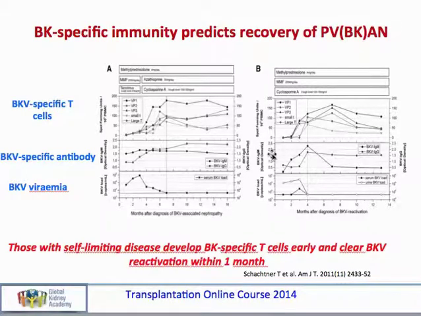Patient B, although immunosuppression is maintained, BK virus is reactivated in the blood and urine, but you get much later development of the BKV-specific T cells, so these tend to occur much later. Okay.